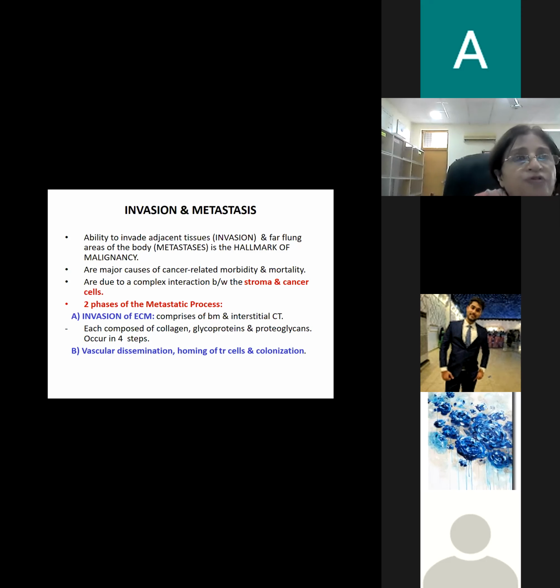And number 2 phase of the metastatic process is the spread into the bloodstream. How does it enter the vascular channels? How does it grow within the vascular channels? How does it home? They create their residences in the vascular channels, and then they colonize over there.